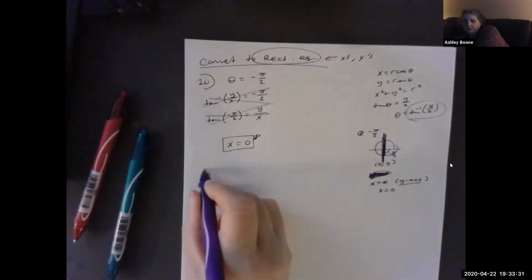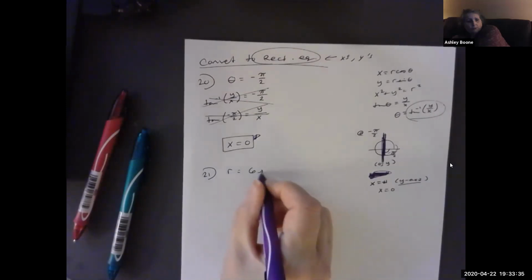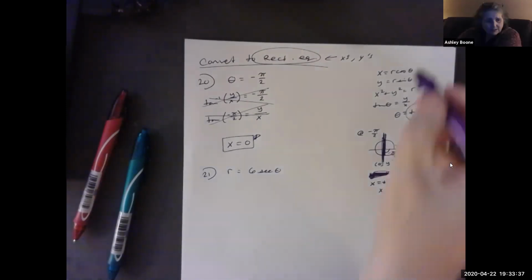Let's look at number 21. Number 21, we have r equals 6 times the secant of theta. Up here's our toolbox.